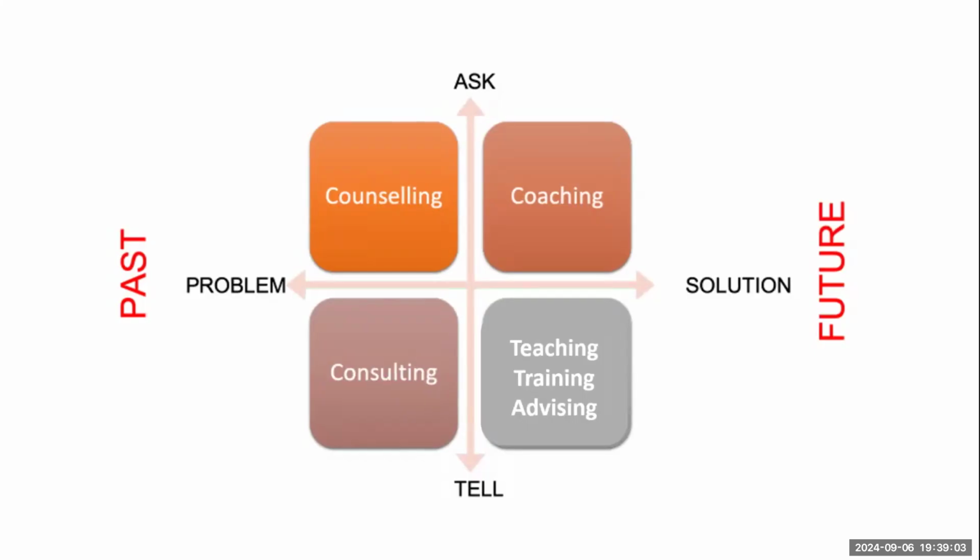Okay. So I don't see all of you, even though you are on video, it's not appearing at this point of time. So if you look at the x-axis, the positive side is solution, and the negative side is the past, which is the problem. The y-axis positive is asking, and the y-axis negative is telling, right?